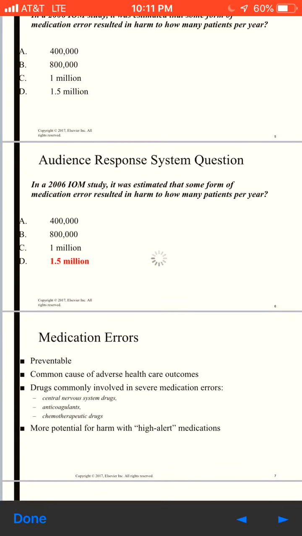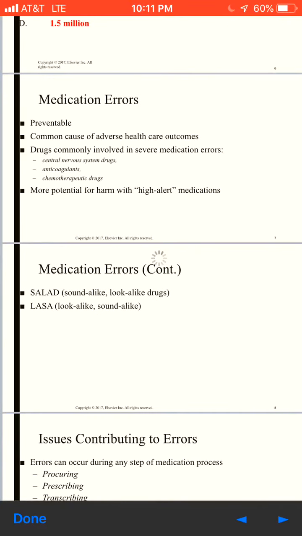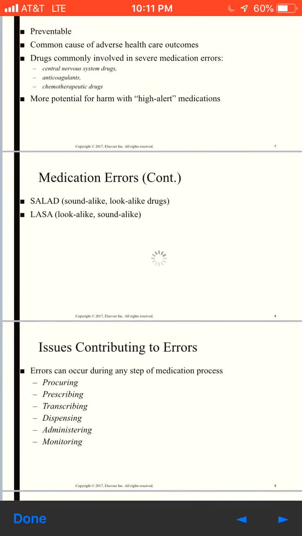So medication errors are preventable. They're a common cause of adverse healthcare outcomes, and the most common drugs involved with medication errors are central nervous system drugs, anticoagulants, and chemotherapeutic drugs. And because they have more potential to harm, they're considered high alert medications. So SALAD is sound-alike, look-alike, and LASA is look-alike, sound-alike drugs.